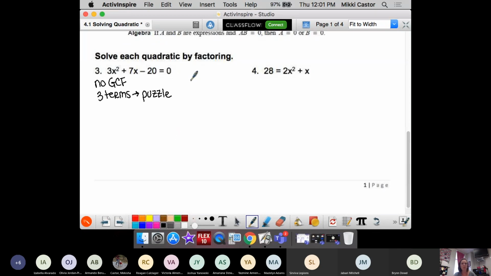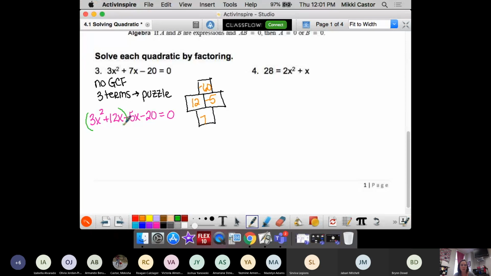So I was just getting this one started. There's no GCF. We're doing the puzzle again because there are 3 terms. So we would have negative 60 here, 7 here. What are we looking for there? 15, 12, 12 and 5? 12 and 5, negative on the 5. Okay, so we would have 3x squared plus 12x minus 5x minus 20 equals 0.